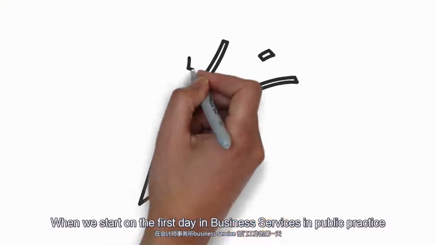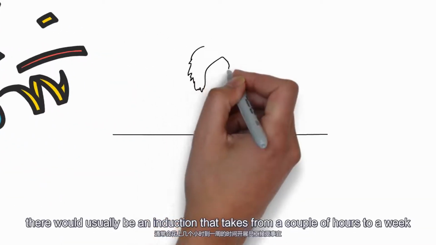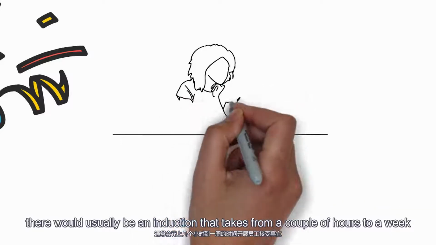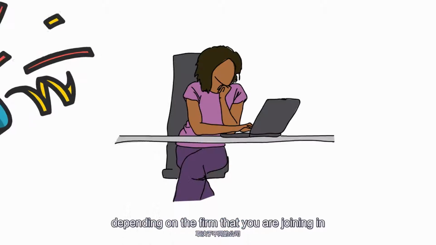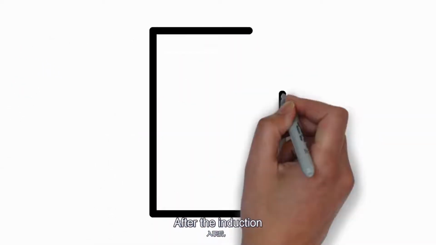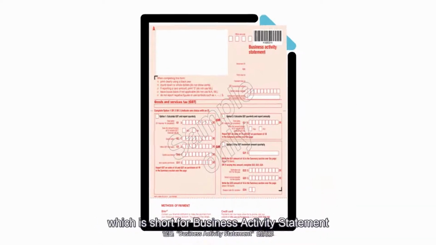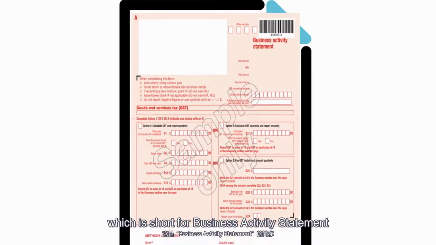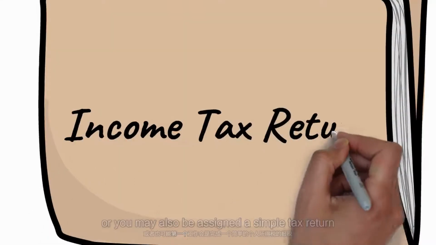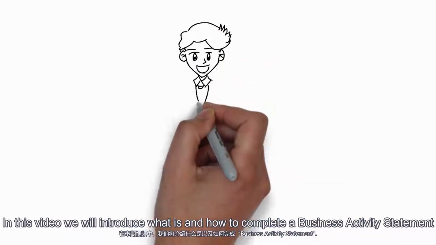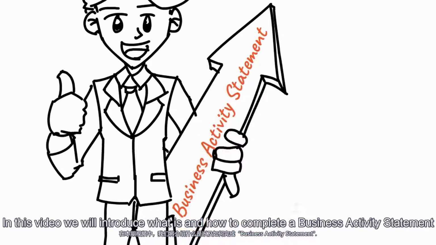When we start on the first day in business services in public practice, there would usually be an induction that takes from a couple of hours to a week, depending on the firm that you are joining in. After the induction, the first job handed to you is usually a simple BAS, which is short for Business Activity Statement, or you may also be assigned a simple tax return. In this video, we will introduce what it is and how to complete a business activity statement.